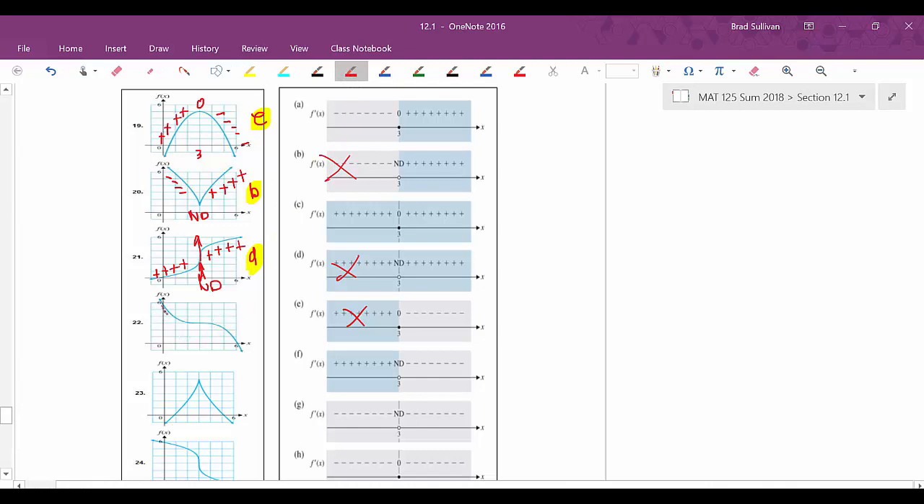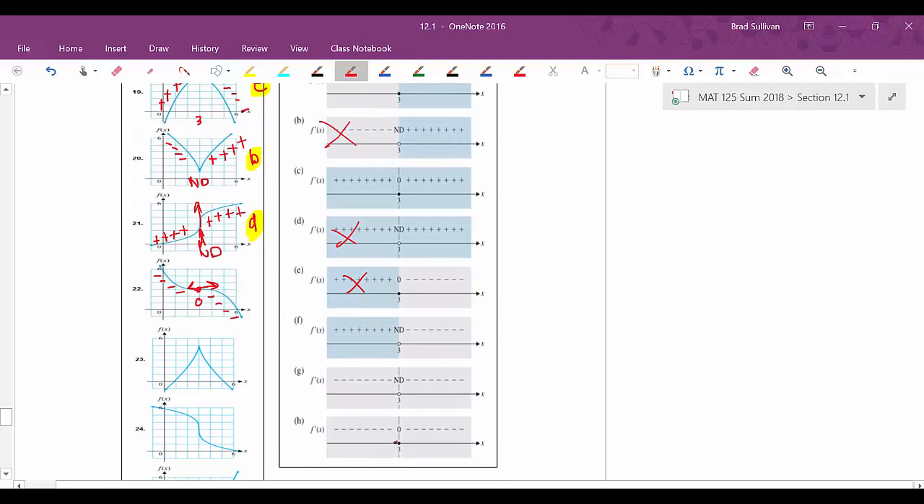Okay, next one, the function is decreasing. So that means you have negative derivatives. However, when you get here, the tangent line is 0. And then you decrease more. So you need to find the one that has a derivative at 3 of 0, and that's just negative everywhere. So that looks like that one is H.